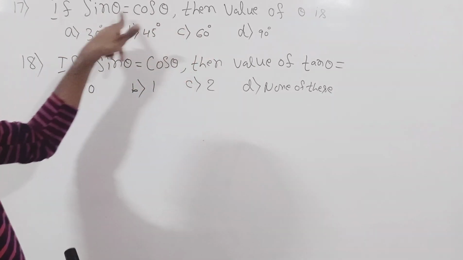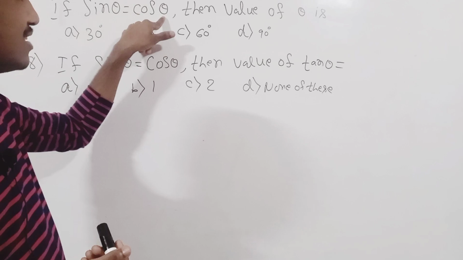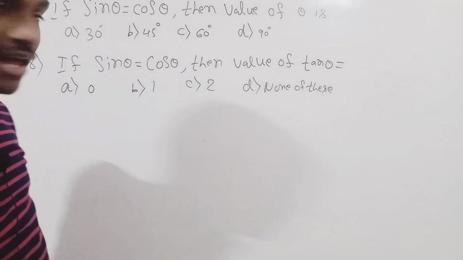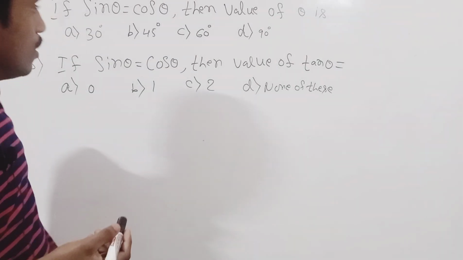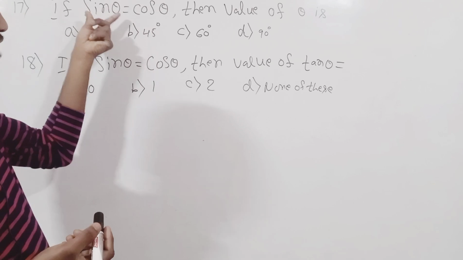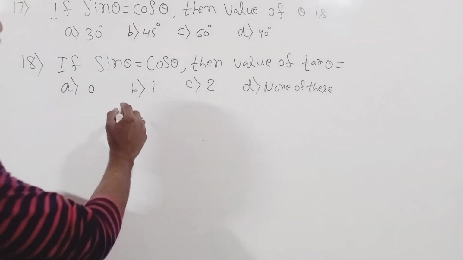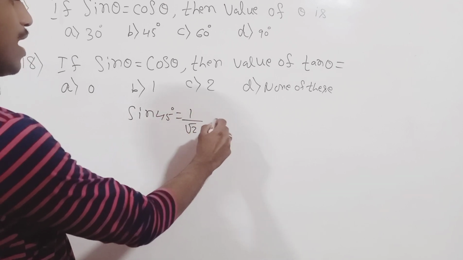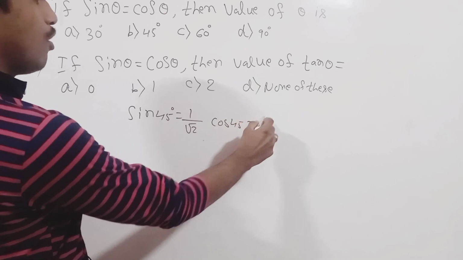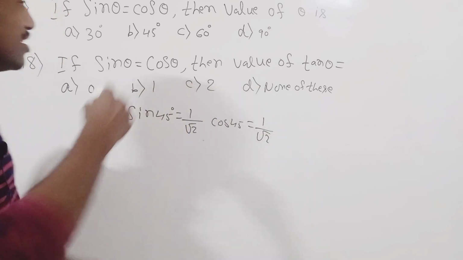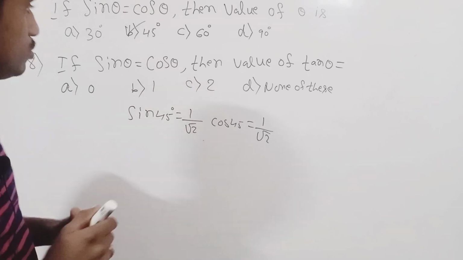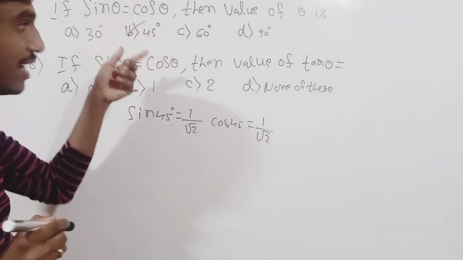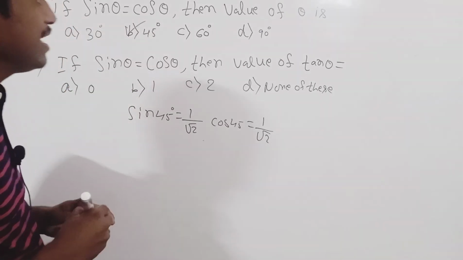If you look at 60, sin 60 will be root 3 by 2, cos 60 will be 1 by 2. So they are not equal again. Sin 90 and cos 90 again are not equal. Sin 90 is 1 and cos 90 is 0. Whereas if you look at 45 degree, then sin 45 and cos 45 are equal. Sin 45 is 1 by root 2 and cos 45 is also 1 by root 2. So the answer is option B, which is 45 degree. So when theta is 45 degree, then sin theta and cos theta will be equal.